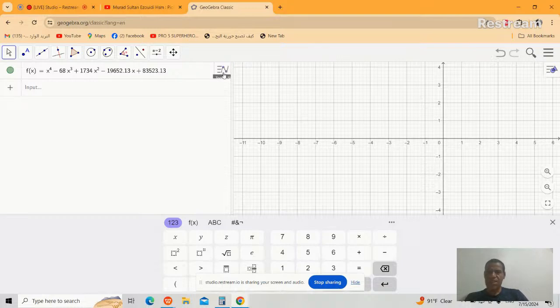GeoGebra is trying to graph this function to the power 4 on the coordinate grid, and when the curve cuts the x-axis, it will write the roots. Okay, but this method has an error estimation. It will just write roots that are near, but not the correct roots.